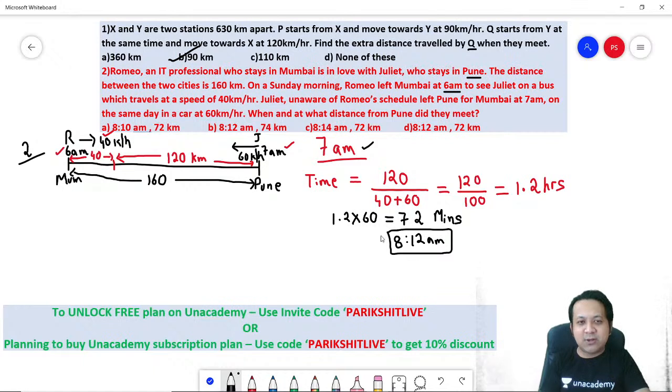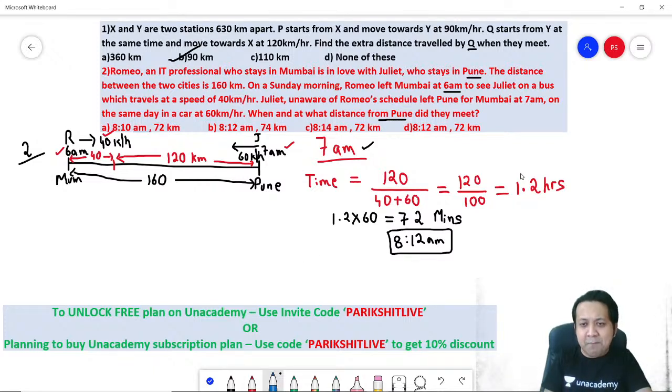So the answer options that match 8:12 a.m. are option B and option D. Obviously, I have got two parts to the question asked. What is the next part? When and at what distance from Pune did they meet? That's the next part of the question.